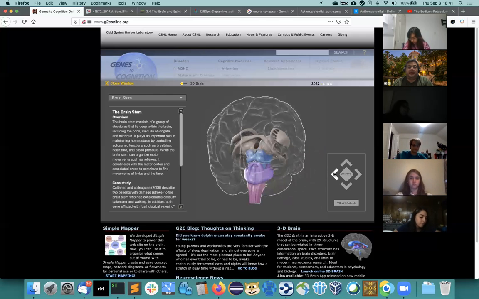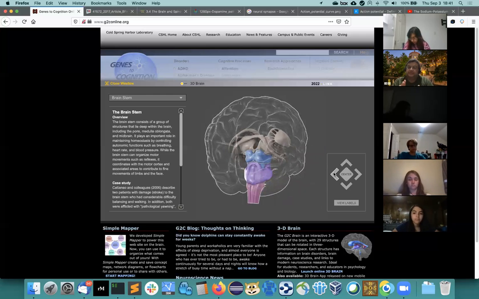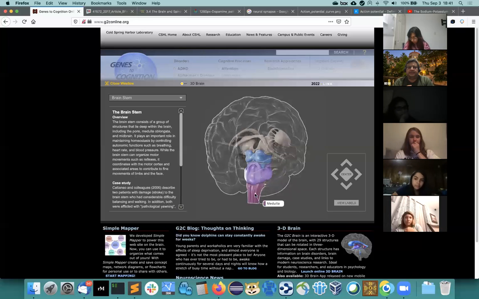Now, the midbrain is an extremely old, evolutionarily old part of the brain. The midbrain of very primitive creatures like amphibians is very similar to our midbrain. The midbrain is broken up into the midbrain itself, the pons right here, and the medulla.